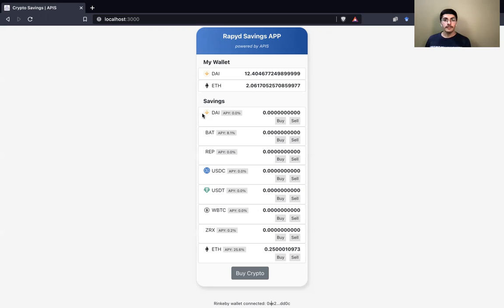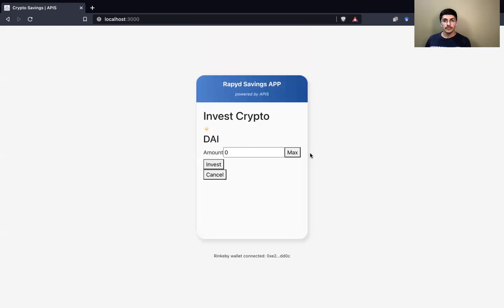For example, if we want to invest DAI tokens, then we'll click on the buy button. Over here, the max button automatically fetches the maximum amount that is present in the wallet. By clicking on the invest button, the users can invest the value.